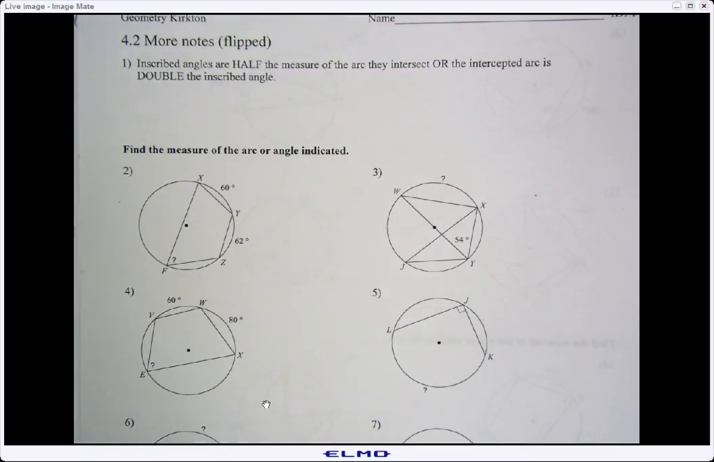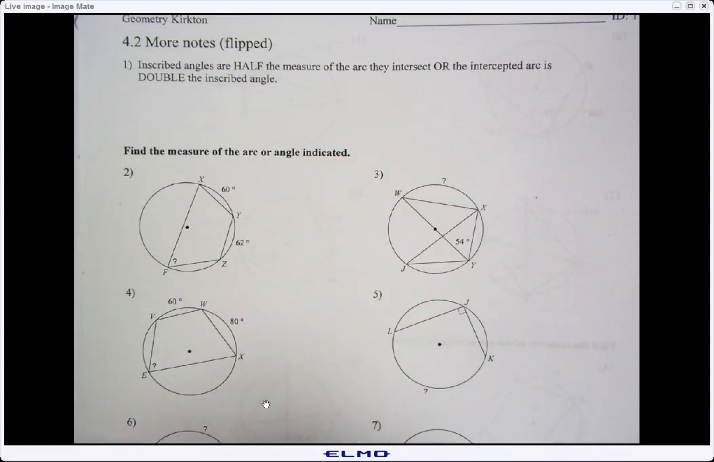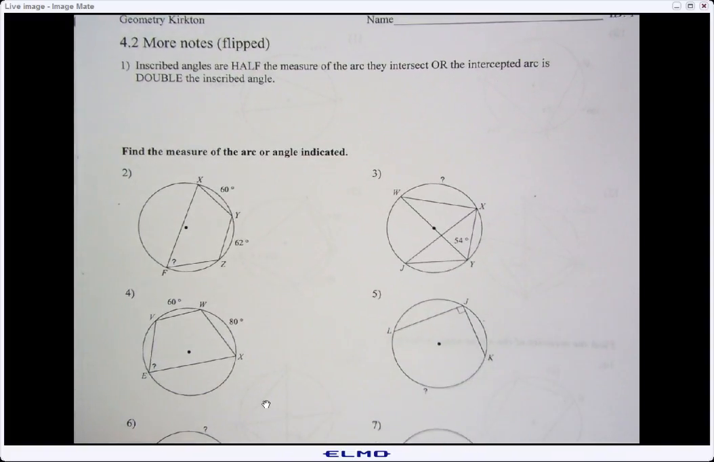This video is help on inscribed angles. It's similar to the first notes video. This is just if you need some more examples, maybe more of the more difficult questions. And I'll give you all the answers at the end so you can check as you work through them.